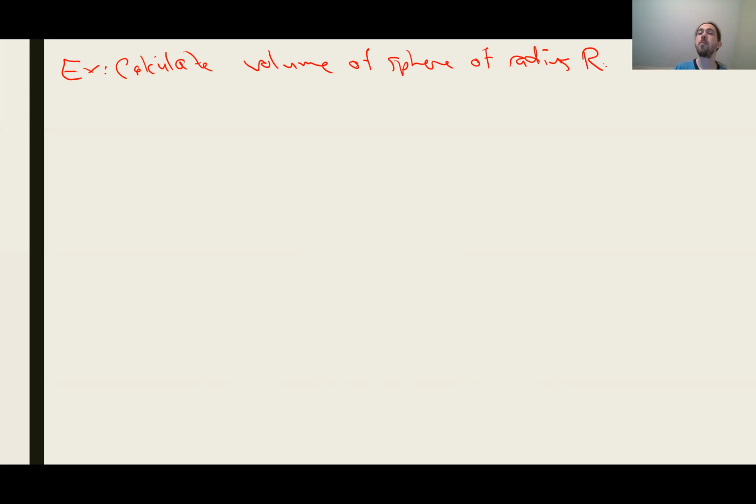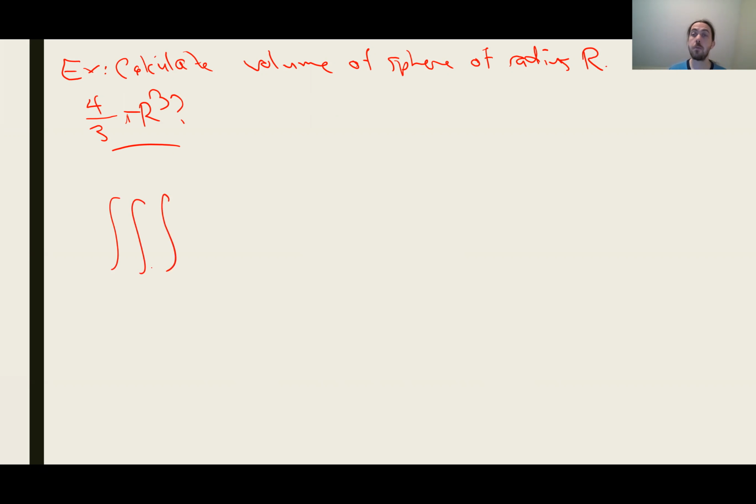So there's a formula for this. The formula is very weird. Most students who see it typically say, why on earth should the volume be 4/3 pi r cubed? It doesn't look like it makes sense. It doesn't make it clear where this formula comes from. So let's see how we do this triple integral.